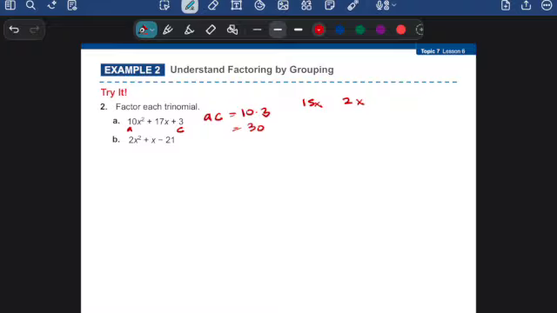And now I'm going to pair the 10x squared with my 15x. And then I'm going to pair my 2x with the constant. And now I just need to factor each of these parentheses individually. So 10x squared plus 15x. I can see that they each have an x I can pull out, and they each have a 5 I can pull out. Greatest common factor is 5x. 5x times 2x will give me 10x squared. 5x times 3 will give me 15x. Okay, and the other one, 2x plus 3, that's already factored.